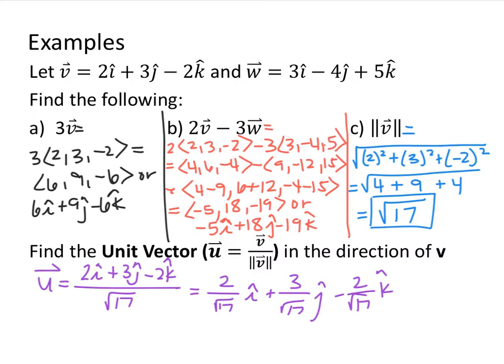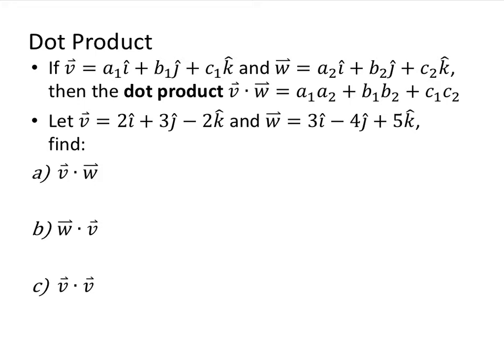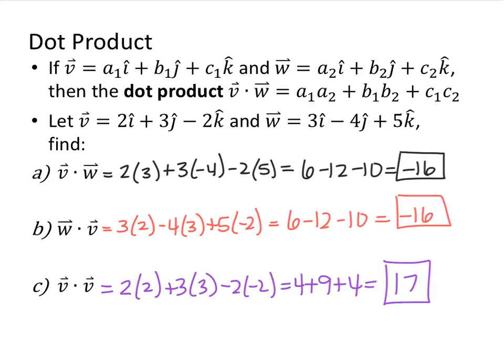So just like in 2 dimensions, dot product, you just multiply each set of components, the x components, y components, and z components together, and then just add them. So go ahead and, given v and w, pause the video and find a, b, and c. So for a, you end up with 2 times 3 plus 3 times -4 minus 2 times 5, so you end up with a -16.